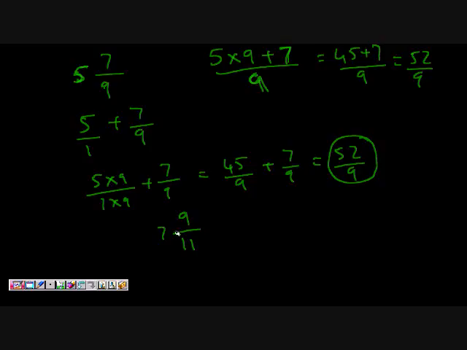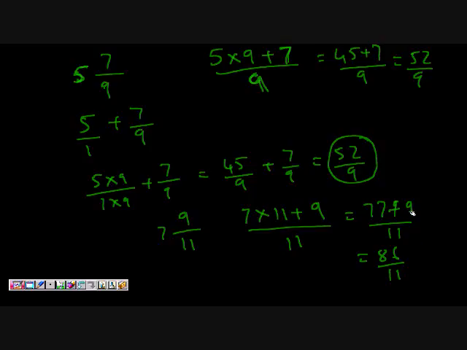So whole number multiplied by the denominator, plus adding the numerator, and dividing by the denominator, which is 77 plus 9 divided by 11, which is 86/11. So 7 and 9/11 is the same as 86/11.